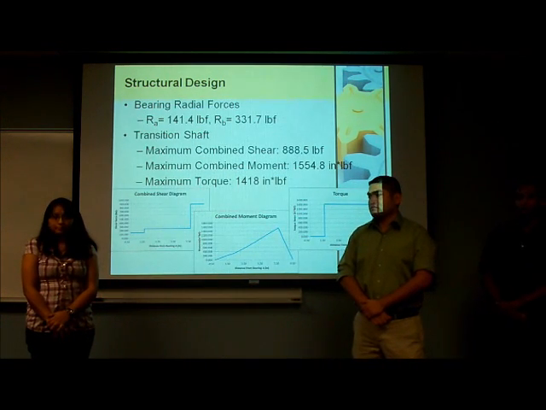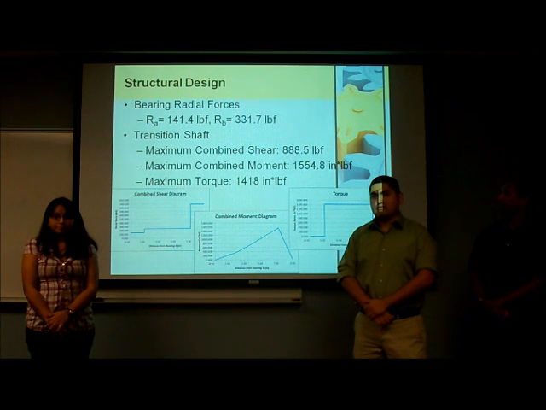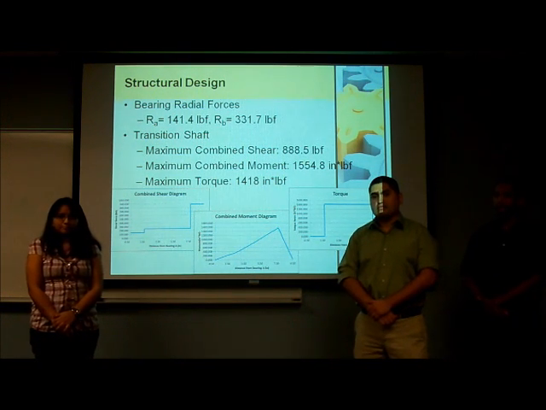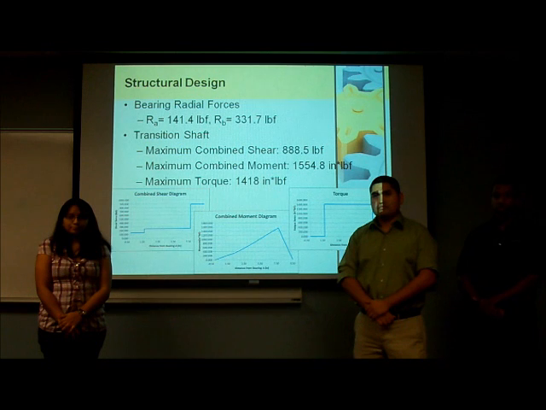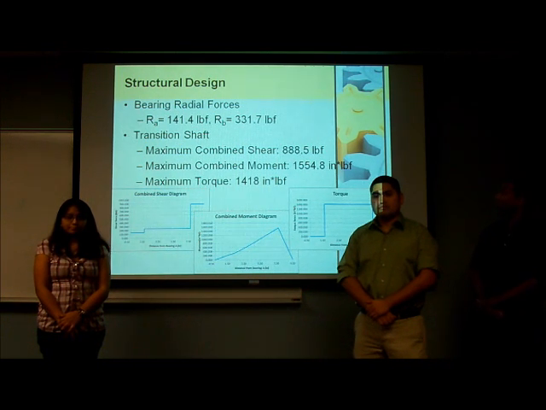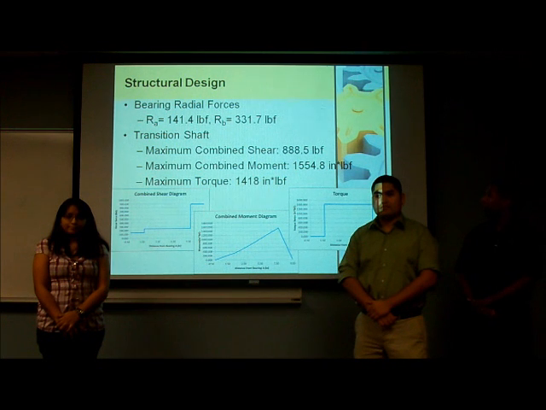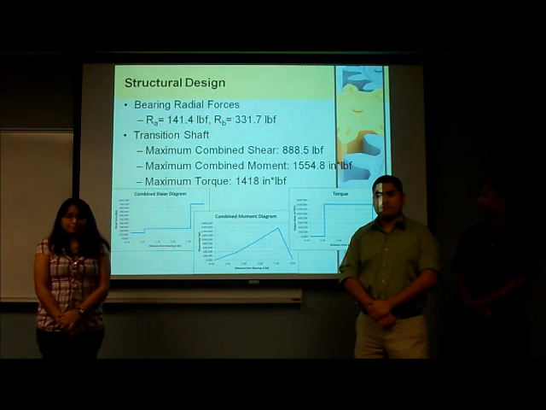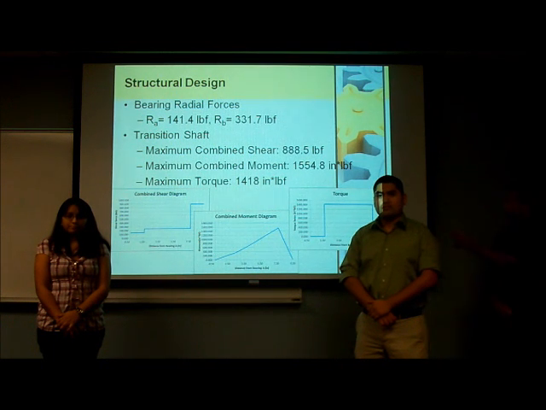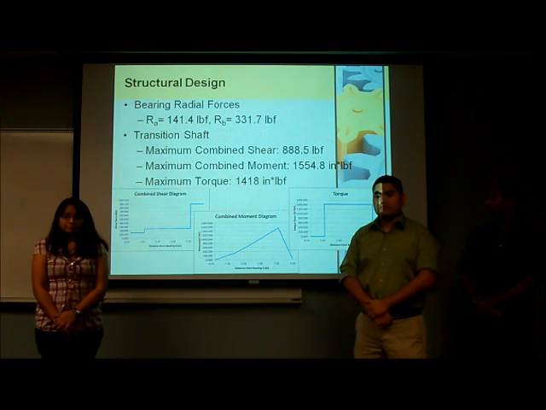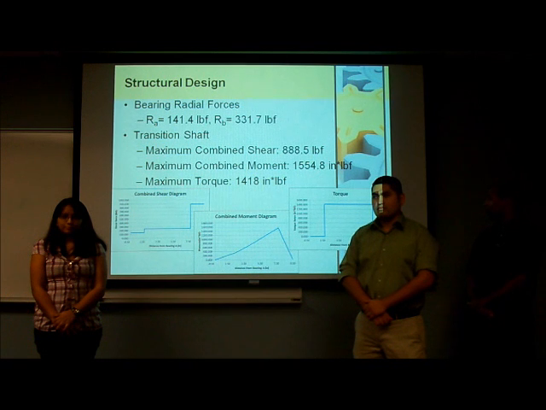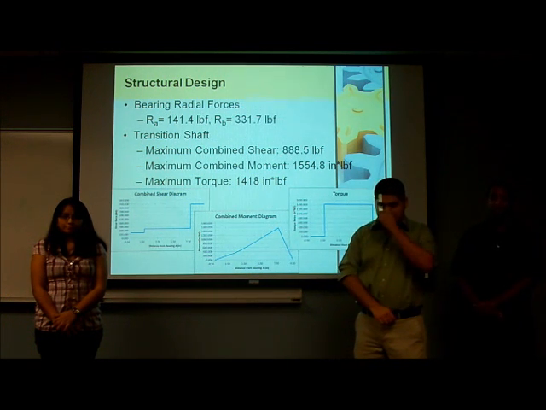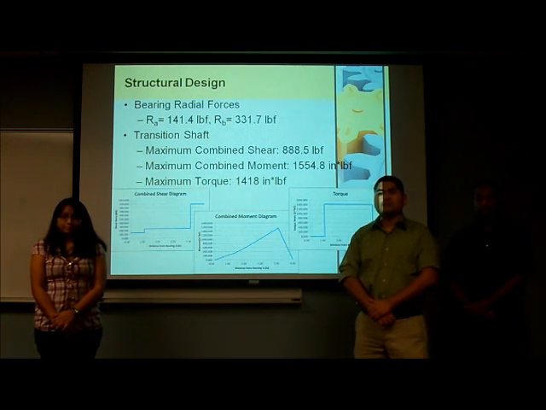Finally, we have here the radial forces, the normal forces, for the 2 critical bearings, which are bearings A and B, which are the ones that support the transition shaft. You see there that the loads are 141.4 pound-force and 331.7 respectively. On the bottom, you see the combined shear moments and finally the maximum torque diagrams for the transition shaft, which is the shaft connecting gears 3 and 4.